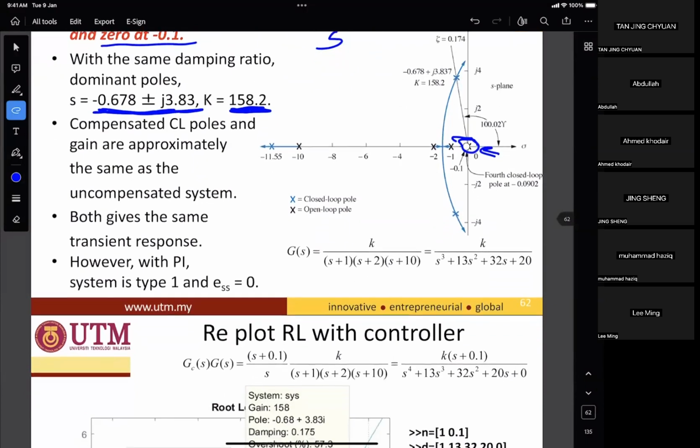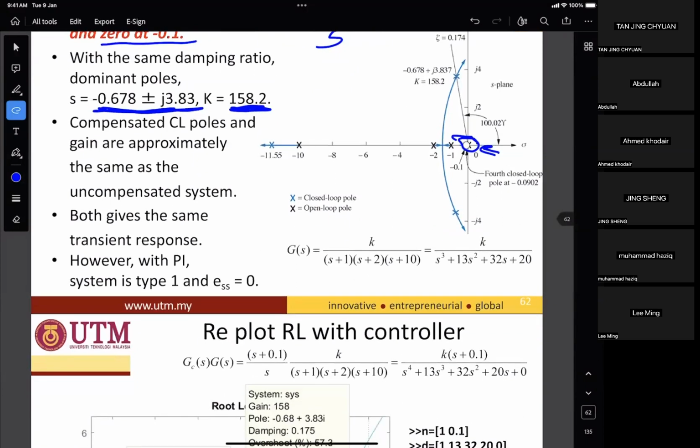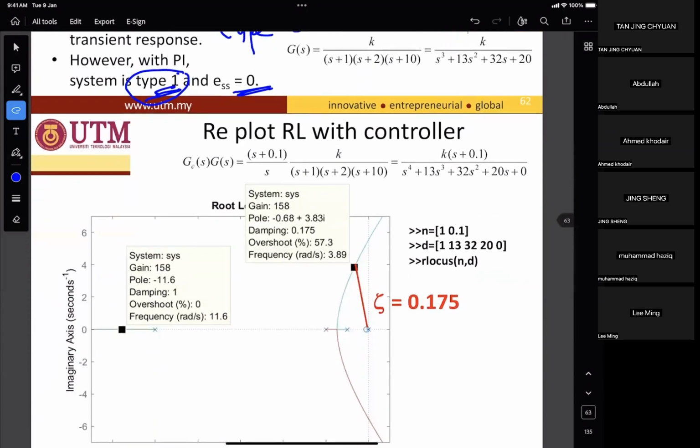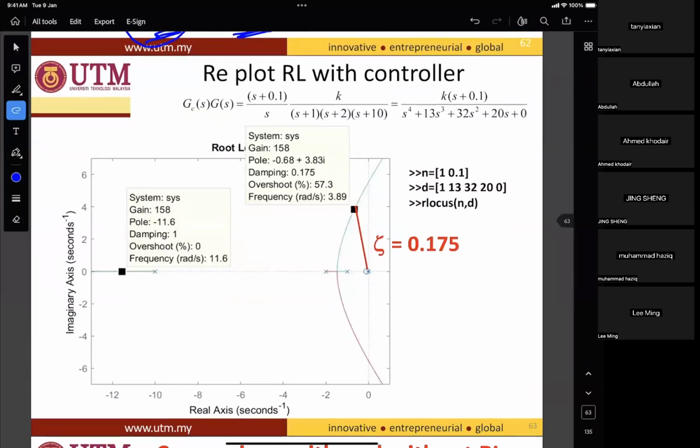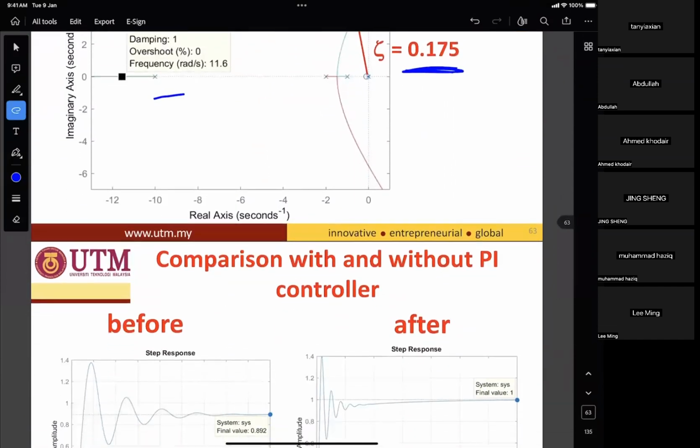However, with PI, the system type has been increased from 0 to 1. Previously it was type 0. Now it's type 1, so automatically the steady state error becomes 0. We can prove that by using the computer simulations here. Not much change in the third pole and dominant pole.